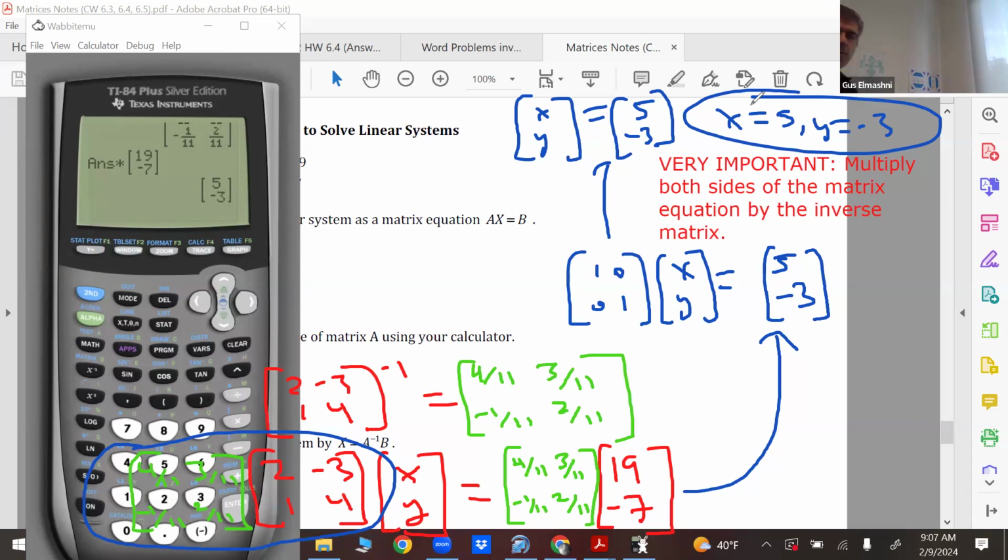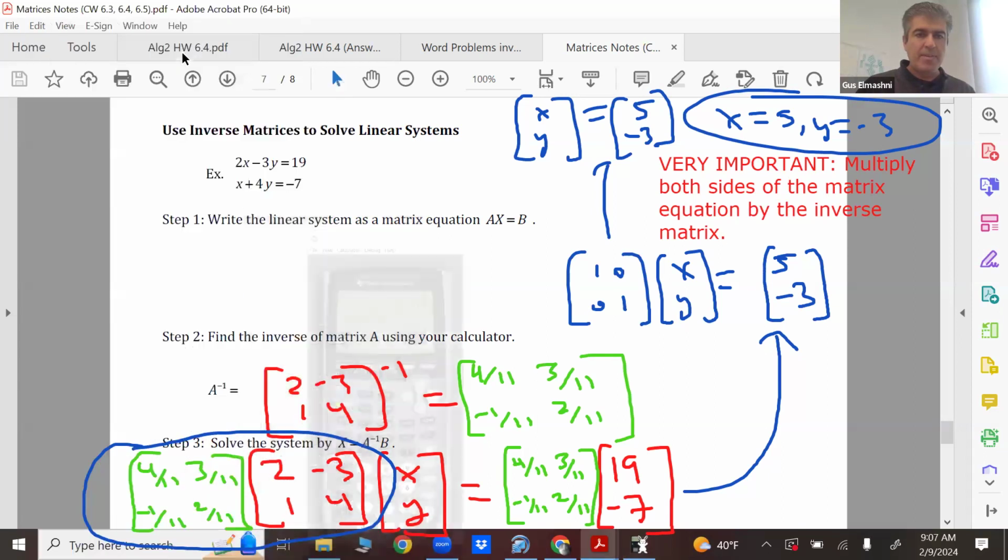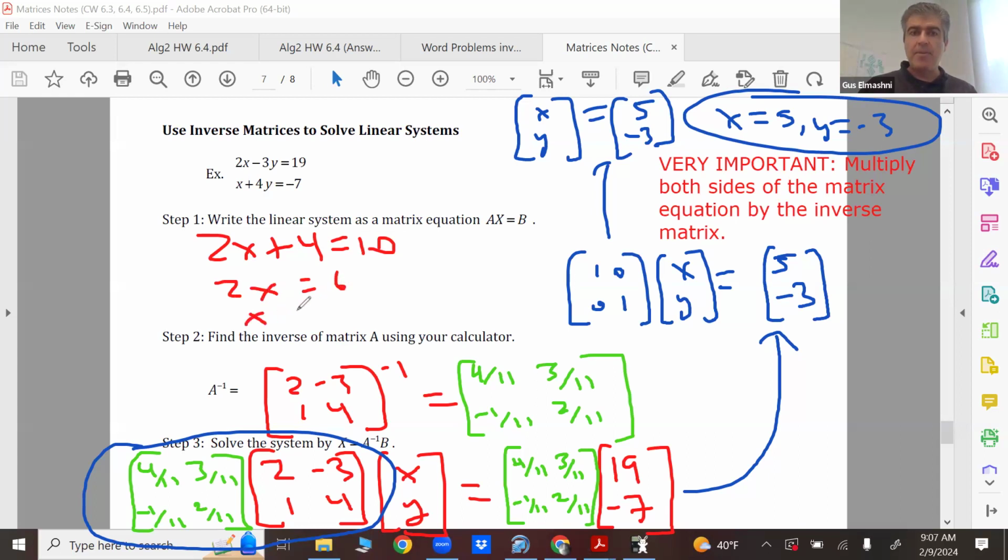Like back in the day when you were learning Algebra 1, this is no different. You don't have to write this down, but if I said 2x plus 4 equals 10, how would you solve for x? Subtract the 4, and your next step is divide by 2. It's the same exact thing. You're dividing both sides. But technically, when you multiply by the inverse, these become the identity matrix, and the identity matrix times x, y is just x, y.